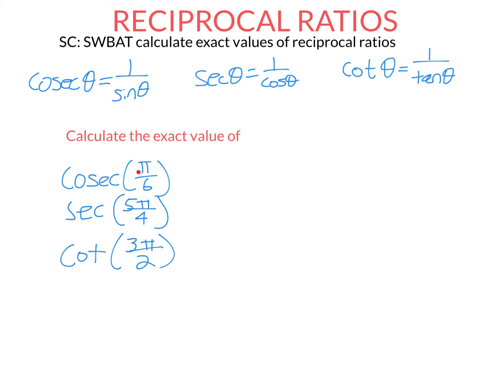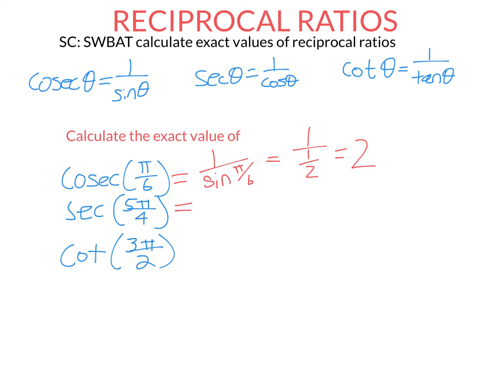So let's start with cosec of pi on 6. Now you have to be careful with cosec and sec. This one looks like cos. You'd think, oh, it's probably 1 over cos theta. It's not. Cosec theta is actually 1 over sine theta. So cosec of pi on 6 is actually 1 over sine of pi on 6. Now we know that sine pi on 6 is a half, so this is just 1 over a half, which is 2. So if you have to calculate the exact value of a reciprocal ratio, just write it in terms of sine, cos, or tan.